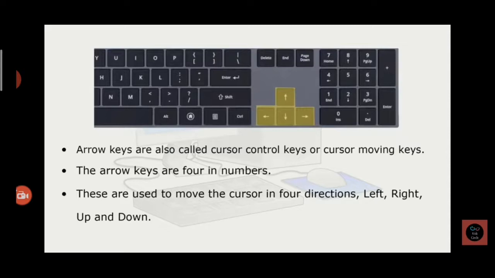These are used to move the cursor in 4 directions. So we use arrow keys to move our cursor in 4 directions, like left direction, right direction, up direction, and down direction.